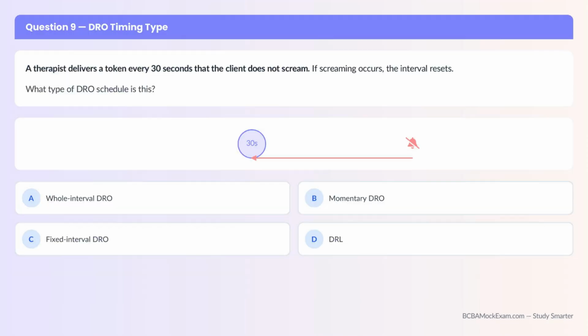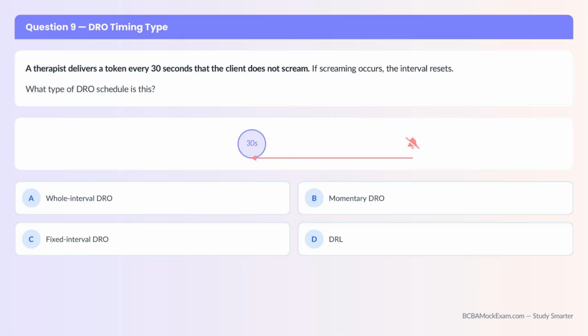Here the therapist delivers a token every 30 seconds that the client does not scream. If screaming happens, the 30-second interval resets. So the client only earns a token when there has been a full 30-second block with no screaming at all from start to finish. That tells us two things. First, this is a DRO procedure because reinforcement is based on absence of behavior.